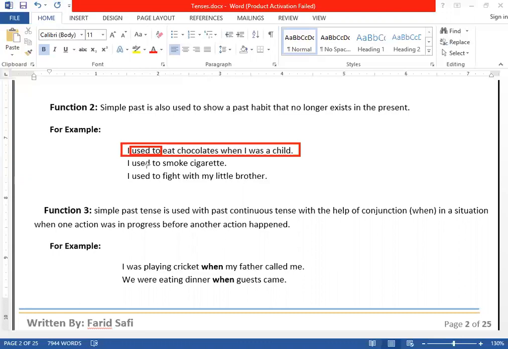So again, the second function of the simple past tense we studied here is what? That it also talks about past habits, habits that do not exist anymore in the present time. Clear? But in that structure, what do we use? That is used to. And after used to, what do we use? The base form of the verb is used. Clear? So this is the second function, and it is done by your simple past tense.